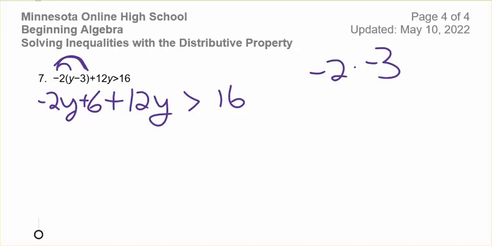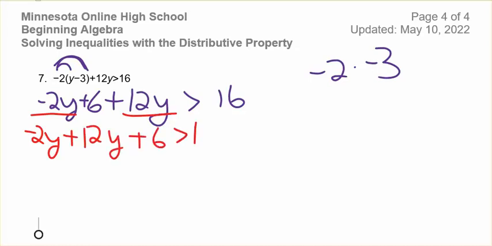Now we're going to look for like terms, because I see that on the left side I have a -2y and a plus 12y. You can write those next to each other to make sure that you see that they're like terms, or you can combine them in your head and skip this step. So now I see that I have -2y plus 12y. -2 plus 12 is a positive 10. So I have 10y plus 6 is greater than 16.